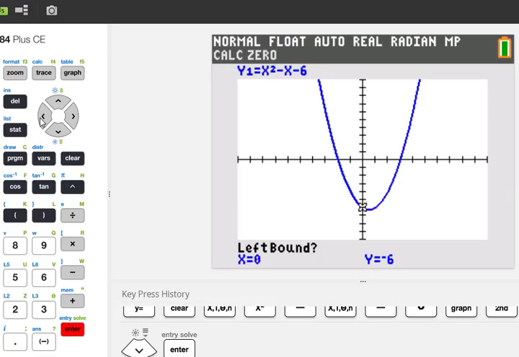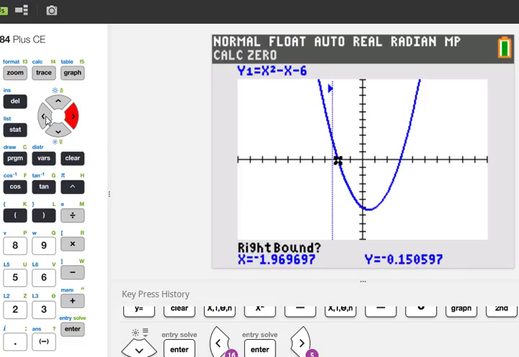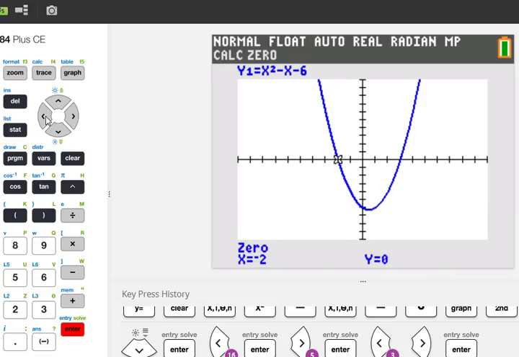Really key hint is you should be using the left arrow to get to the left bound and the right arrow to get to the right bound. So we're going to go to the left bound. Doesn't matter where on the left side you go, just has to be somewhere on the left. And then the right bound using the right arrow, and then we get as close to the 0 as possible, and it calculates it as -2. Now the important thing is -2 is the 0, but the factor is the opposite of that. So it's going to be x plus 2 that represents that factor of 0.